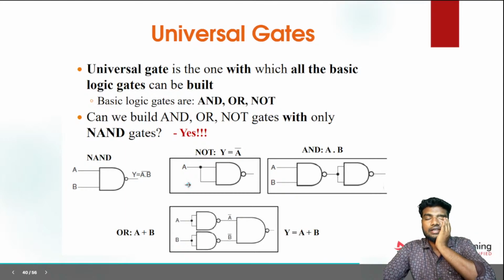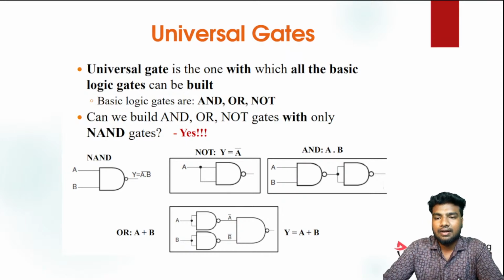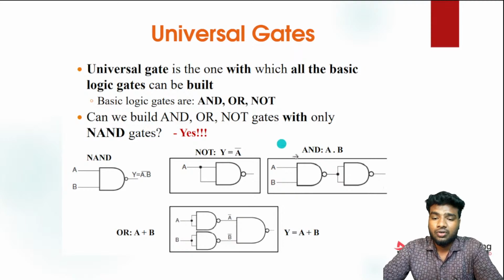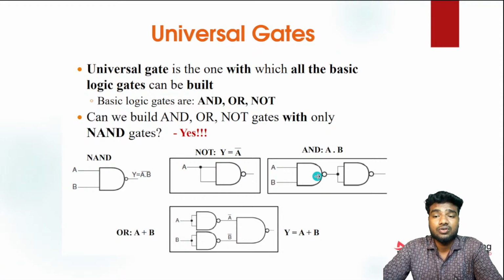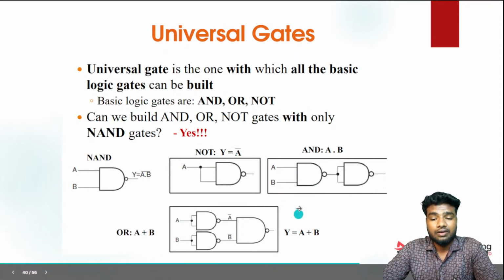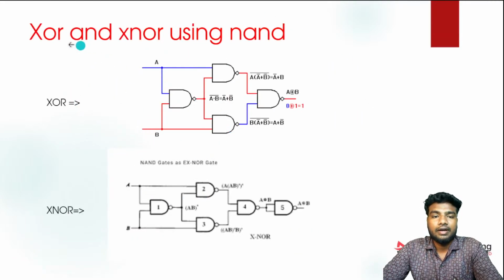So let's see the universal gates, NAND and NOR. We call NAND and NOR universal gates because by using them, you can build any logical circuits and any logical gates. So these are example circuits for why we call NAND a universal gate. By using the NAND gate, I can build a NOT gate, an AND gate, and OR gate operations. You can also create circuits for XOR and XNOR gates using the NAND gate.